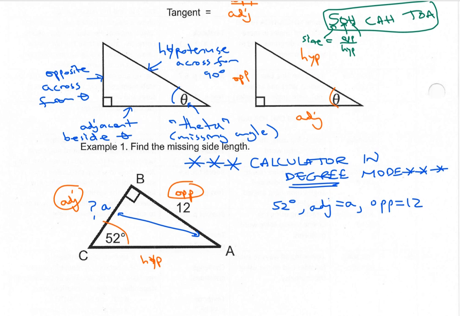Now, if you look at SOH CAH TOA, I want the one of these that has only adjacent and opposite in it. So it's not going to be sine, because sine is opposite and hypotenuse. It's not going to be cosine, it's tan. Opposite over adjacent. So watch what I'm going to do.